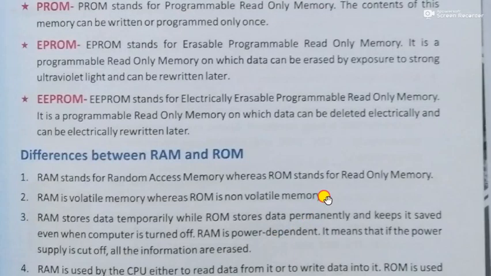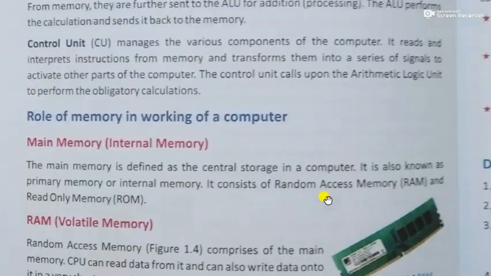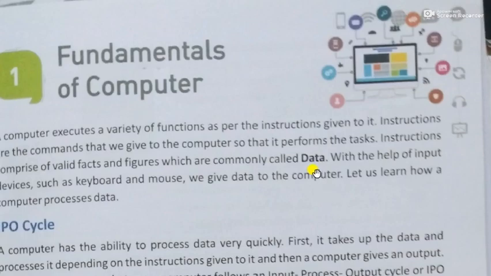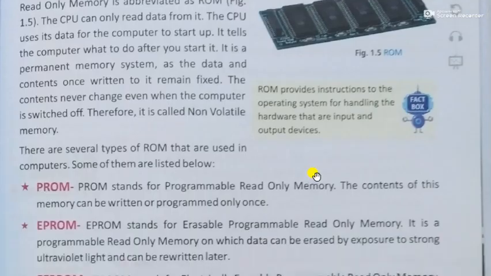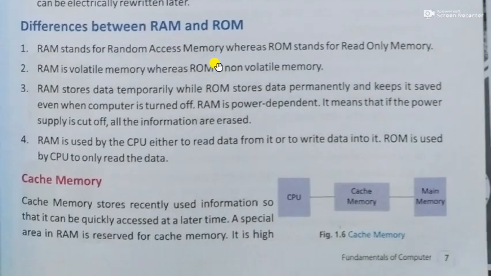In the first part we have learned about all these areas. This is computer lesson 1, fundamentals of computer. We have learned up to this one, the several types of ROM, and today we will start with the differences between RAM and ROM.